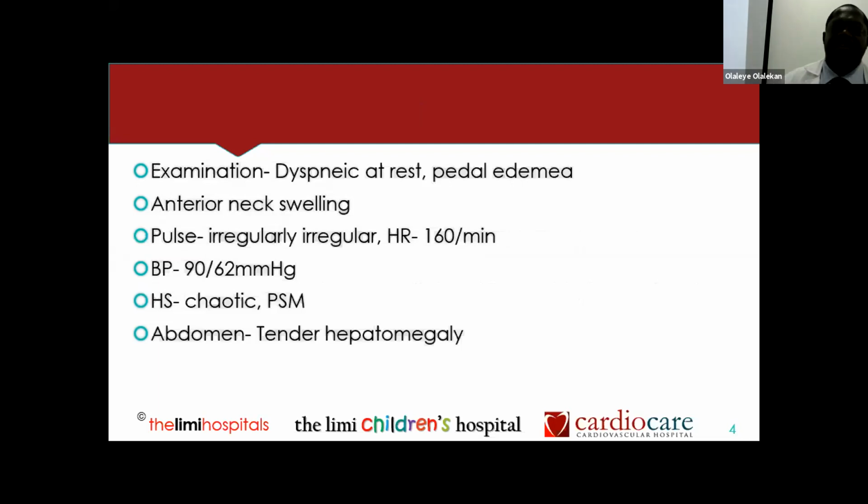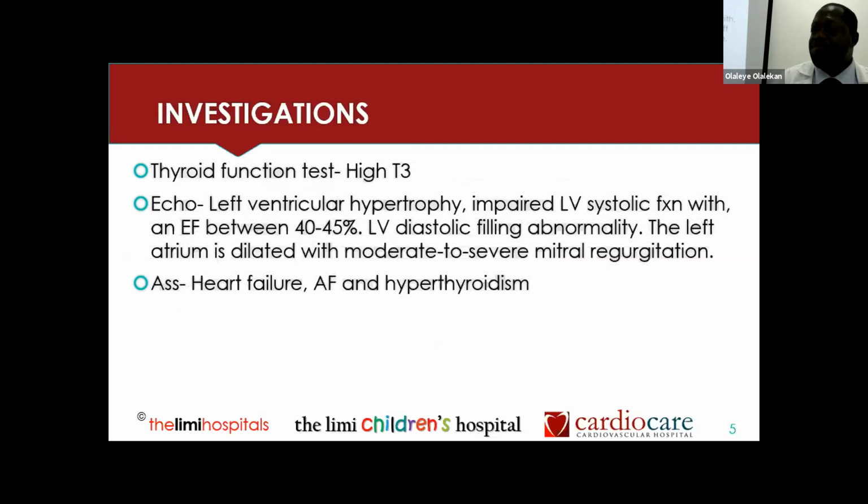On examination, she was dyspneic at rest with bilateral pedal edema. She had some anterior neck swelling. On cardiovascular examination, the pulse was irregularly irregular, and the heart rate was about 160 per minute. The blood pressure at presentation was 90/62, and the heart sound was totally chaotic, and there was a pansystolic murmur at the apex. The JVP was also raised, and there was a tender hepatomegaly. And the provisional diagnosis then was that of heart failure precipitated by atrial fibrillation.